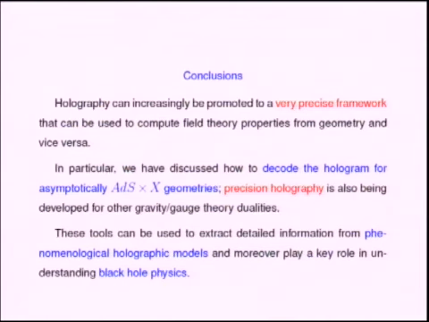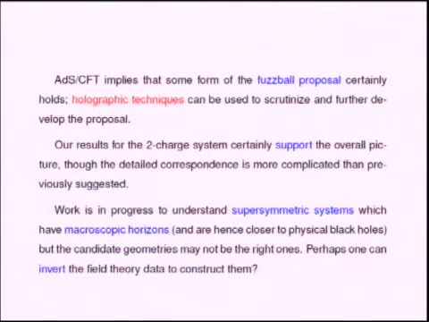We're also developing the same kind of precision holography for other gravity gauge theory dualities, in the hope that these tools can be used to extract detailed information from phenomenological models, holographic models, and moreover, may help us to understand black hole physics. Now, AdS/CFT implies that some form of the fuzzball proposal certainly holds. The holographic techniques can be used to scrutinize and further develop this proposal. Our results support the picture, although it's actually a lot more complicated than people previously thought.